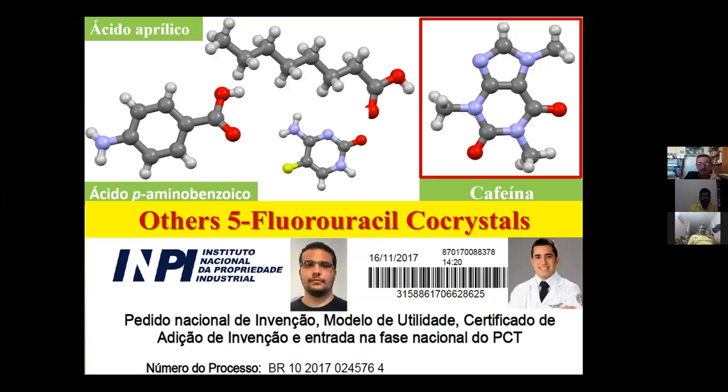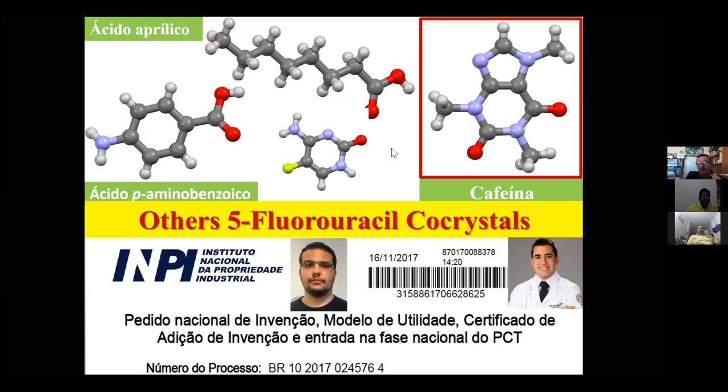So this allowed us to produce some patents. That's a very important issue, not just to remain with the science, but also to try to get to the pharmaceutical industry and convince them that these new solid forms can be a tool to resolve some of the problems that our country has with drugs, trying to get better drugs using new solid forms.